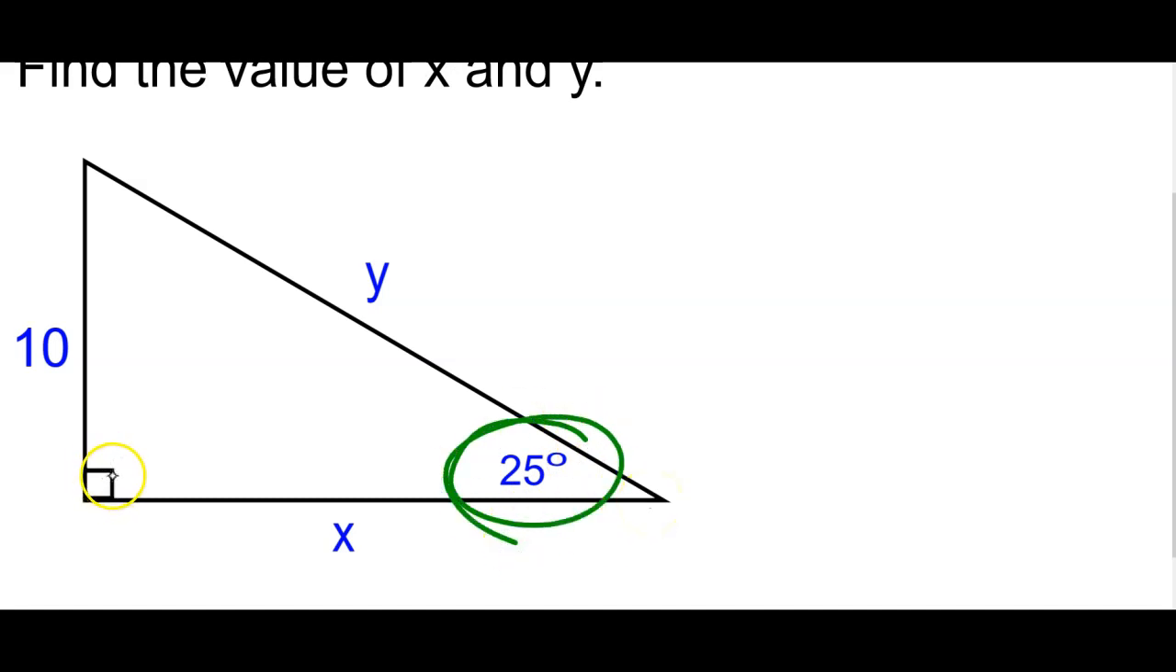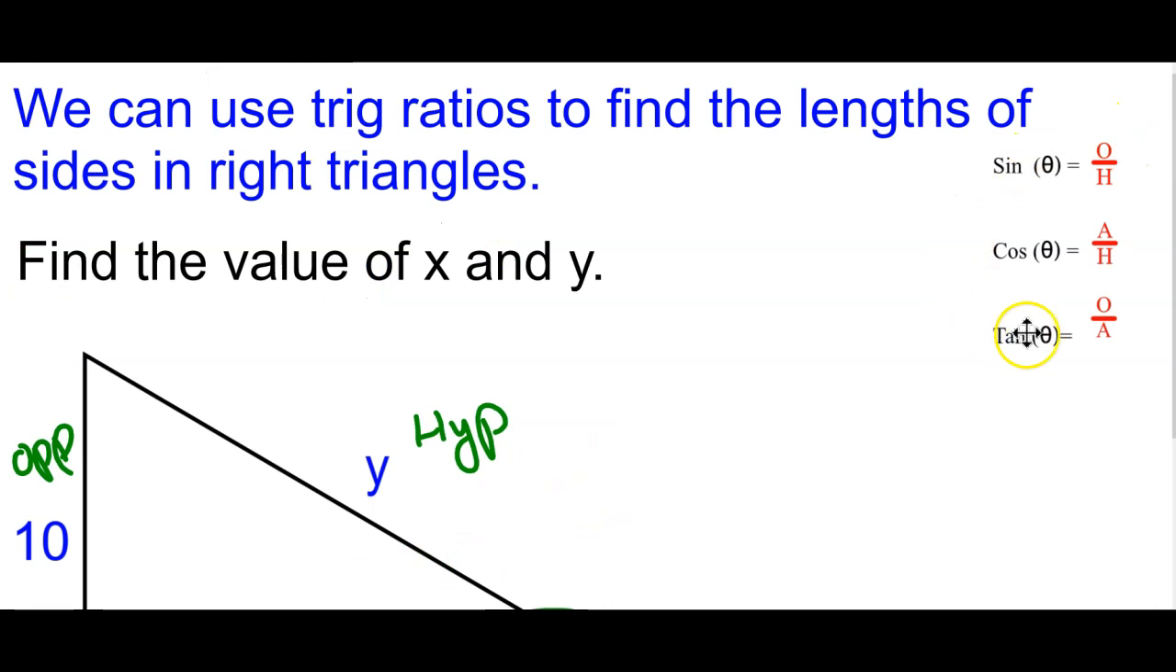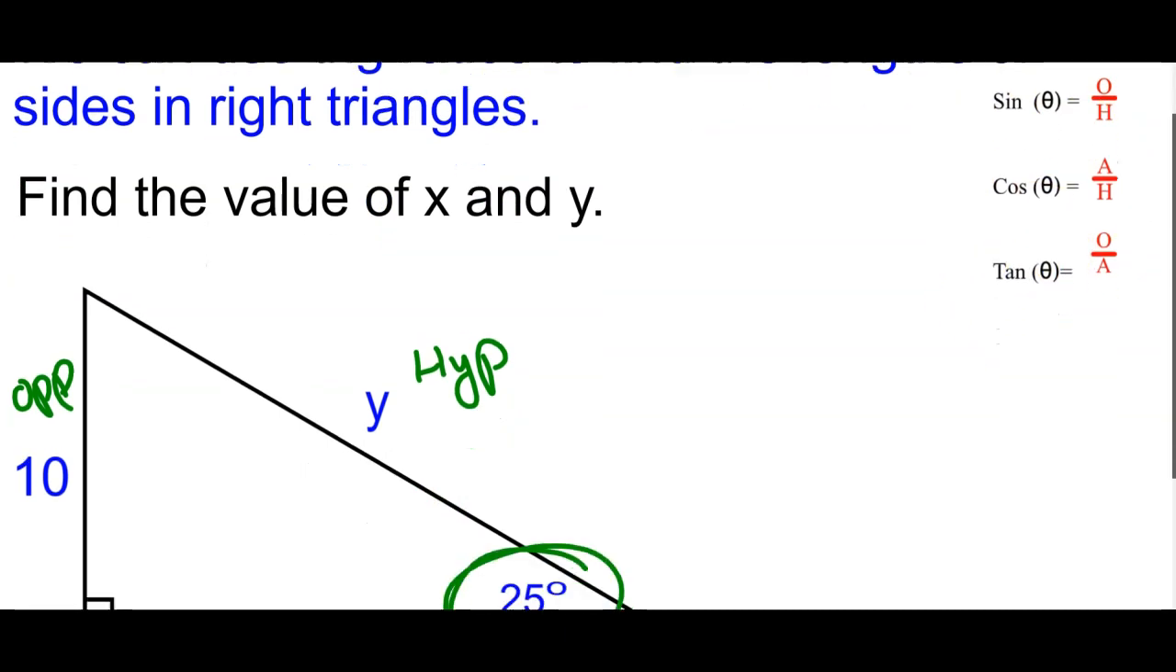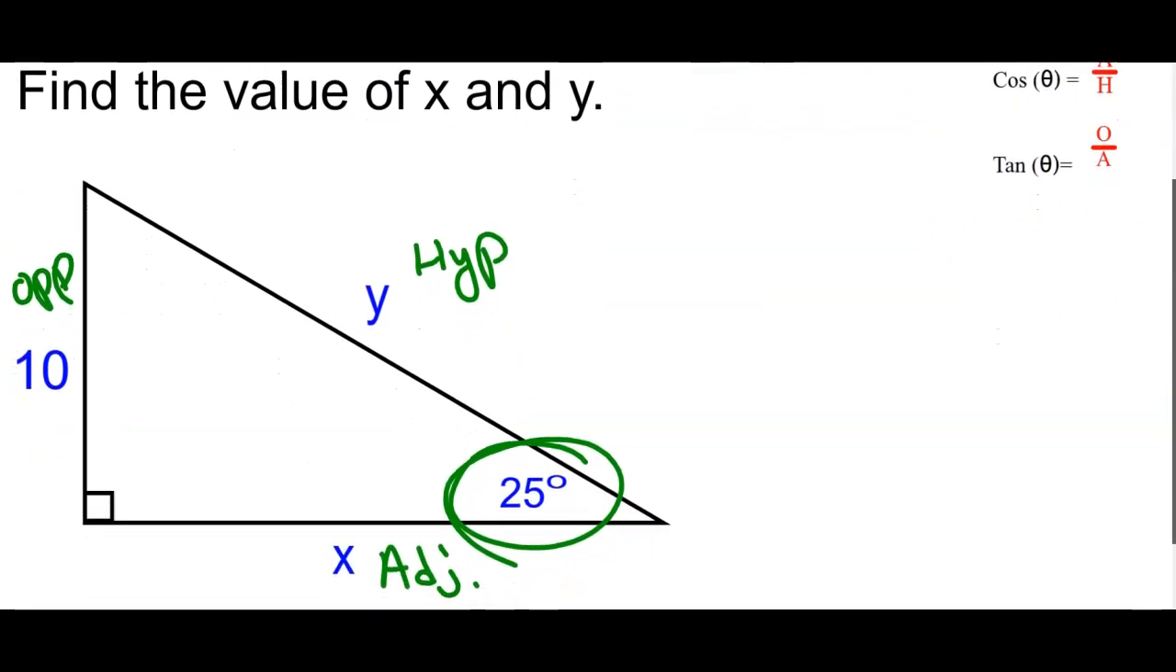So across from the 90-degree angle is the hypotenuse. Across from the 25-degree angle is the opposite side. And then lastly here we have the adjacent. So I'm going to want to have this written somewhere in my guide so I can follow it. And really the hardest part about doing these is figuring out what trig function to use.